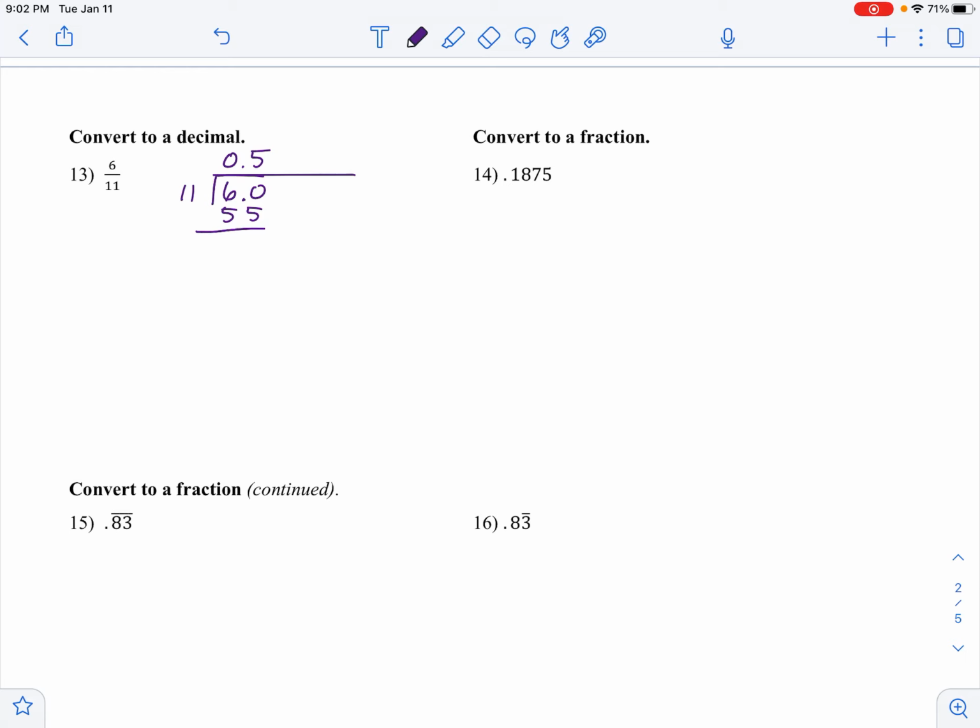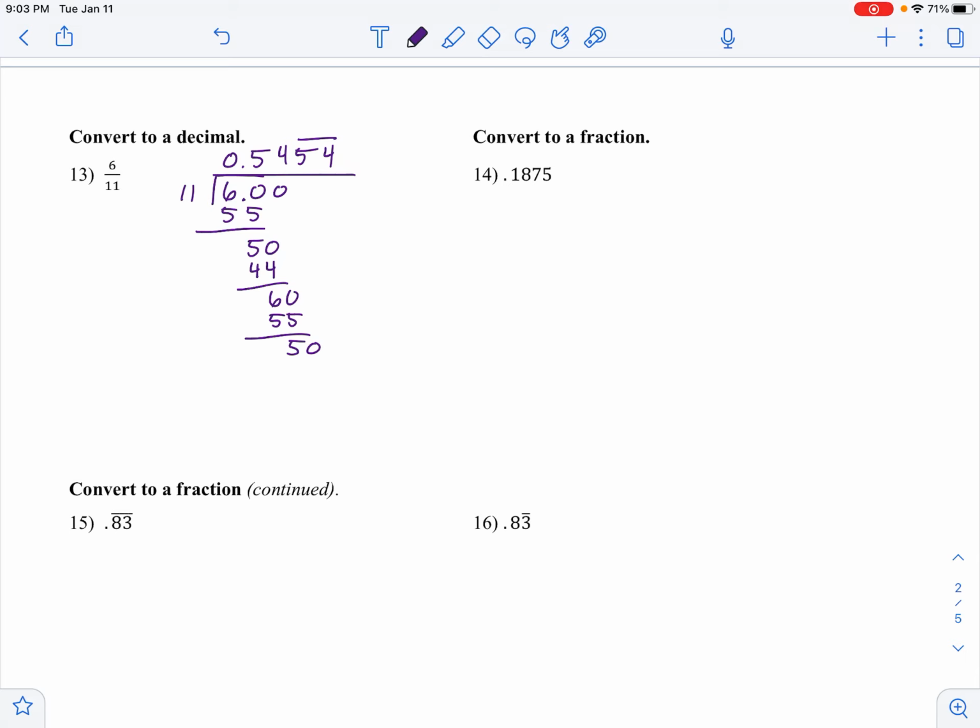I'll subtract, I get 5, add another 0. 11 goes into 54 times, that's 44, I get 6, subtract. It goes in 5 times, that's going to be 55, subtract, add a 0, it's going to be 4 times. I think you can see that this is going to keep repeating. So our answer is 0.54 repeating.